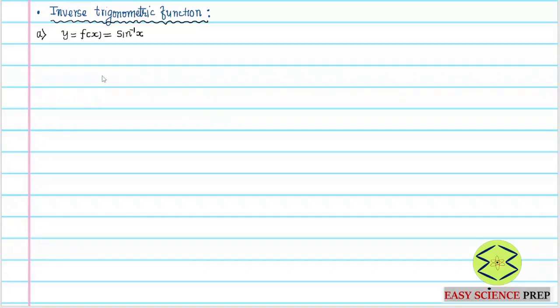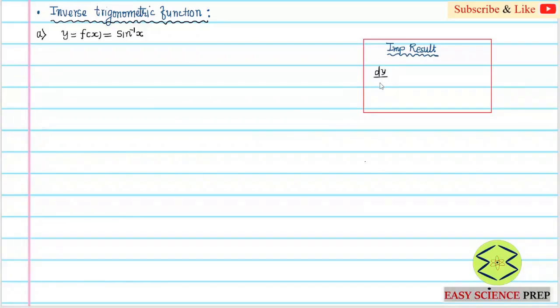Before starting this, I just want to tell you a very important result. Please remember, this is an important result. It is dy over dx is the same as 1 divided by dx over dy. So if you want to differentiate y with respect to x, you can differentiate x with respect to y and then take the reciprocal of that. We shall be proving this later on, that dy over dx equals 1 by dx over dy. So I am going to use this result. Let's see how we can proceed.